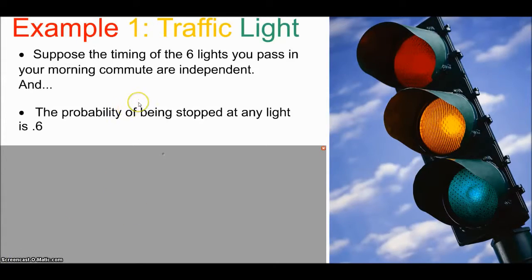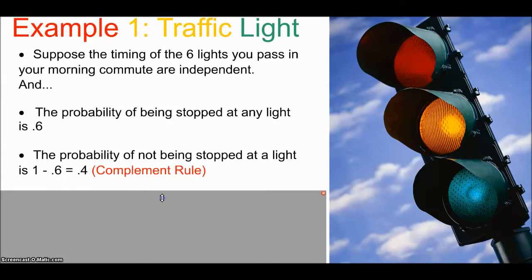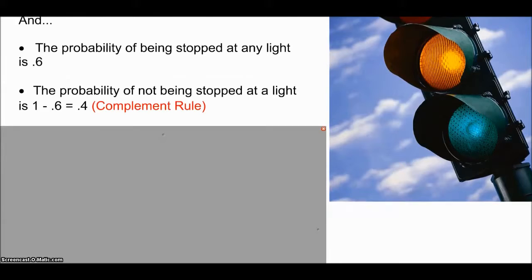The lights have a certain probability of you being stopped at them or having a green light. Just because you were stopped at a previous one does not mean that you're not going to be stopped at the next one. So let's just say the probability of being stopped at any red light is about 0.6. So what is the probability of not being stopped by the red light? And that's where our complement rule comes into place. It's simply 1 minus 0.6, or 0.4, because either you will be stopped at the light or you won't be stopped at the light. Either you will go through it or you won't.